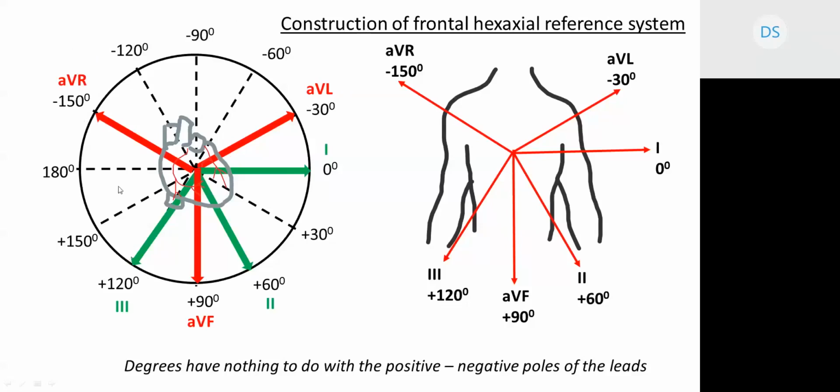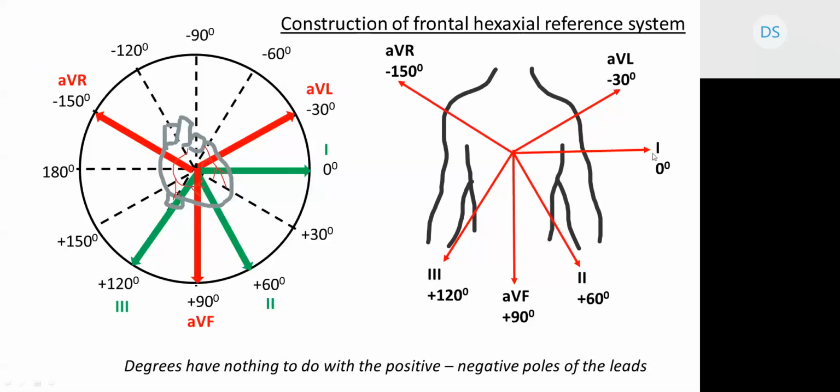And this total of 6 leads in the frontal hexaxial system helps us to calculate the QRS axis in the frontal plane or the sagittal plane. And so you can understand here the understanding is more superior, inferior, right and left. Remember that these degrees which we are showing in the axial system have nothing to do with the first class which we did on positive and negative poles of the leads. But these degrees are important for us to decide about the axis of QRS, P and T.